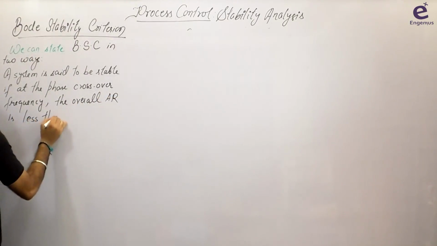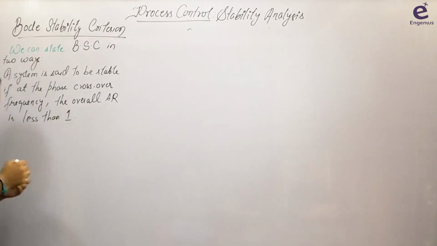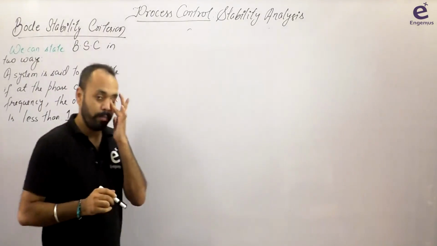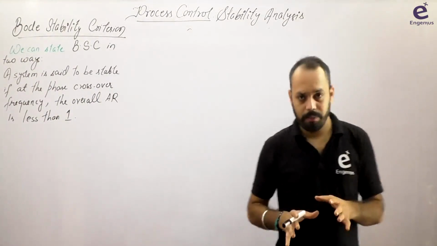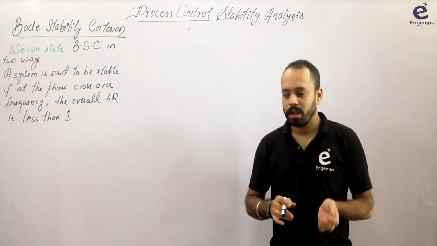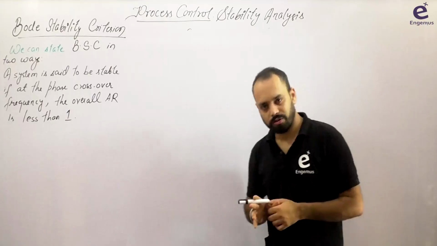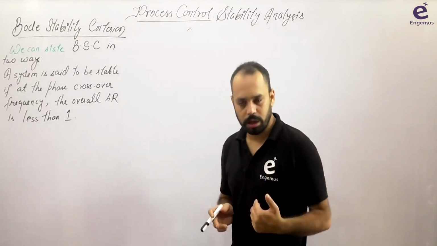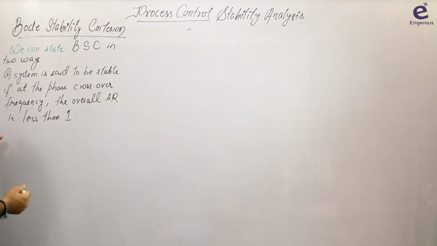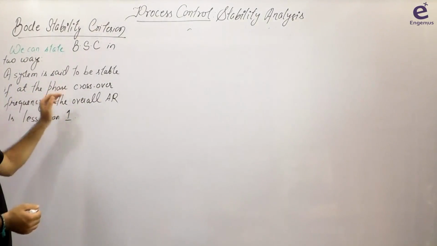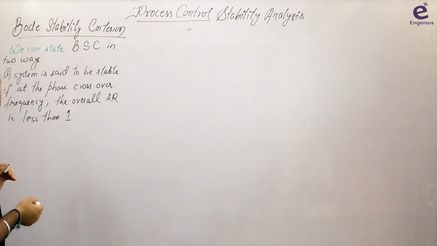I'll tell you how to find it, don't worry. First write the statement. So the overall amplitude ratio, you know amplitude ratio is a function of omega, correct? So AR overall is also a function of omega. If you put omega equal to the phase crossover, then the value should be less than 1, then the system is stable. Okay. Second statement, you can see that this statement is with respect to the phase crossover frequency.